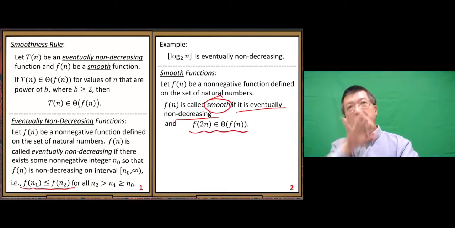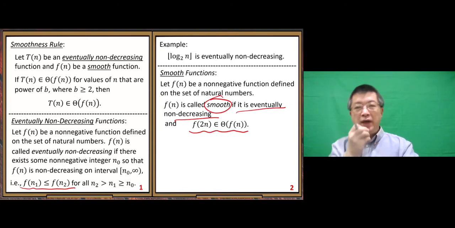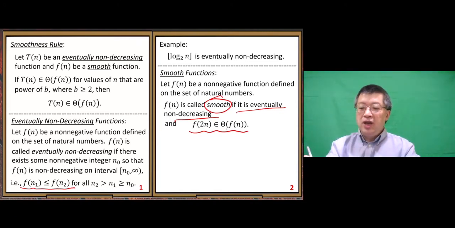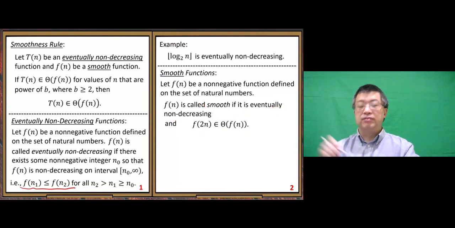F of 2n, so you double the size of the problem. F of 2n still belongs to the same asymptotic class of functions, big theta of f of n. Okay, yeah. So that is the critical property of this function.